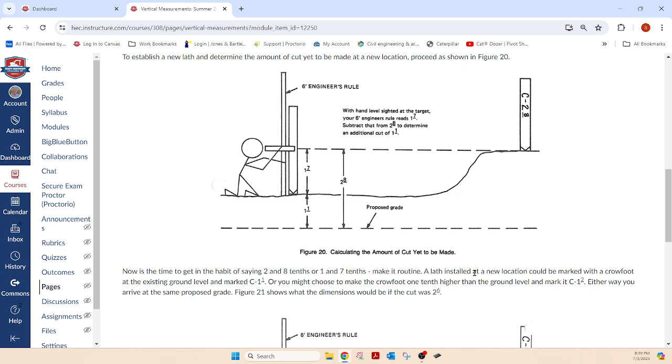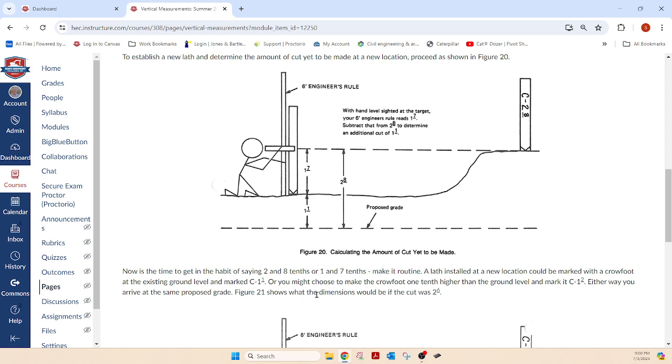Make it a routine. A lath installed at a new location could be marked with a crow's foot. See, we got her marked with a crow's foot right here. Here's the existing lath over here. We know how far this is right now because it tells us so right here. Now, mark at existing level and mark cut 1.1. Or you might choose to make the crow's foot 1/10 higher than the ground level and make it cut 1.2. Either way, you'll arrive at the same proposed grade.